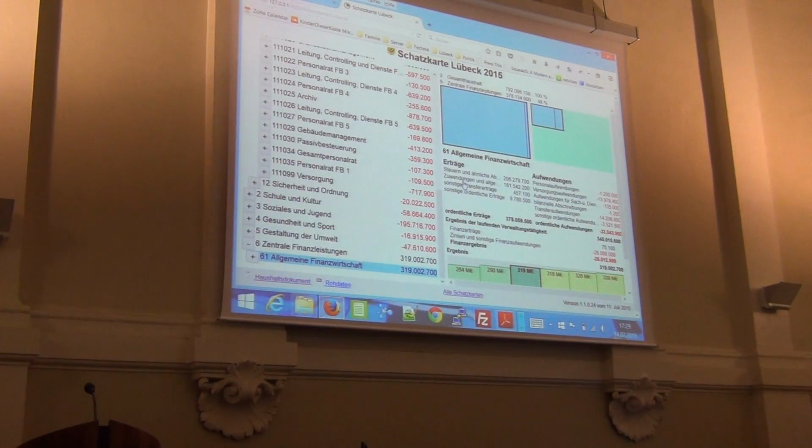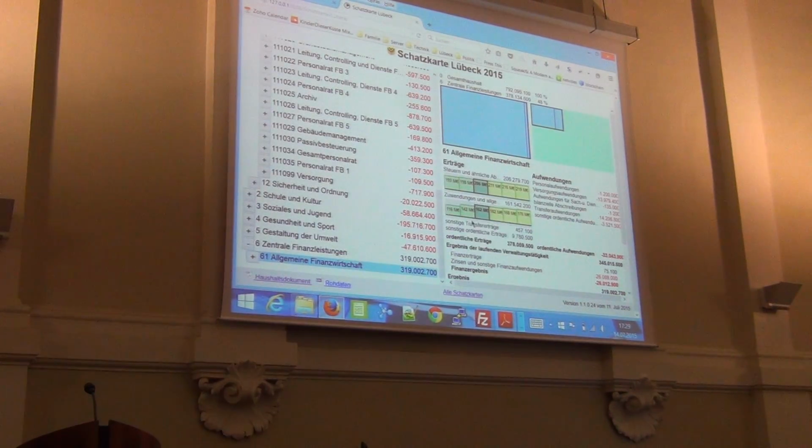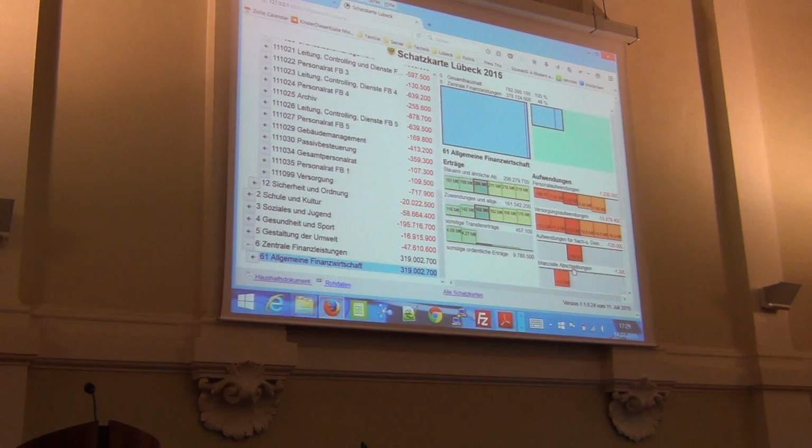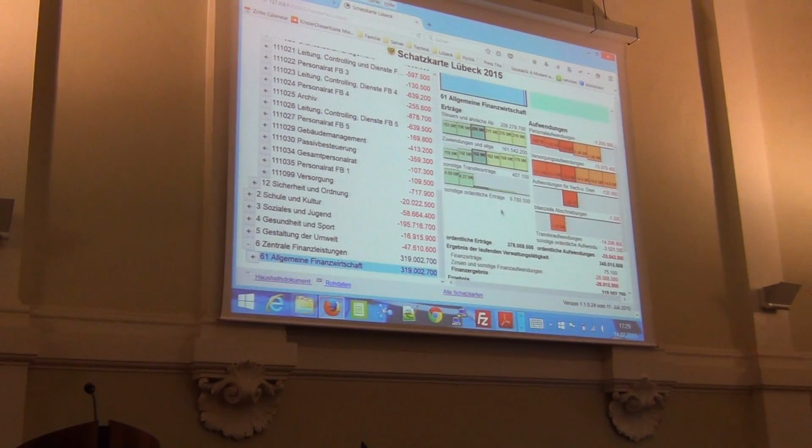Sorry for that. So on the left side you have the positive things, and for every item you can get the little time series of how it developed. Or for the expenses, same. So the darker column, that's the current year of the planning.